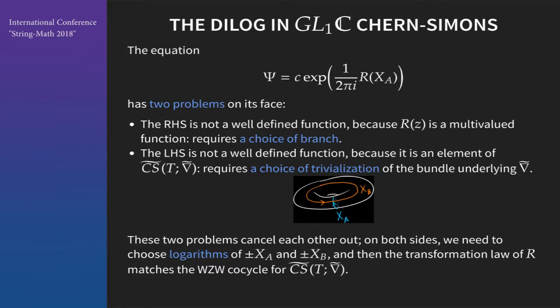And the good news is that these problems exactly cancel each other out. On both sides, in order to solve the problem, I have to choose logarithms of these holonomies, xa and xp. On the right side, to pick a branch of the Rogers dilogarithm of z, I have to give a choice of log z and a choice of log of 1 minus z. That's log of xa and xp. Once you make that choice, the Rogers dilogarithm actually depends on which branches you chose. And the cool thing is that dependence is exactly what you need, because on the left side, you have to make a choice of a trivialization of the bundle. Trivializing the bundle exactly means specifying logs of xa and xp.